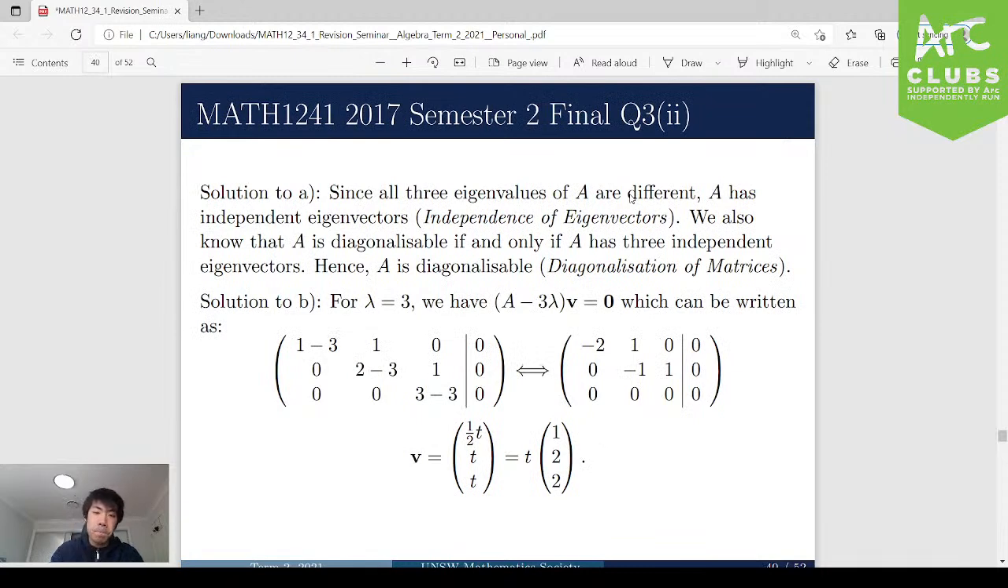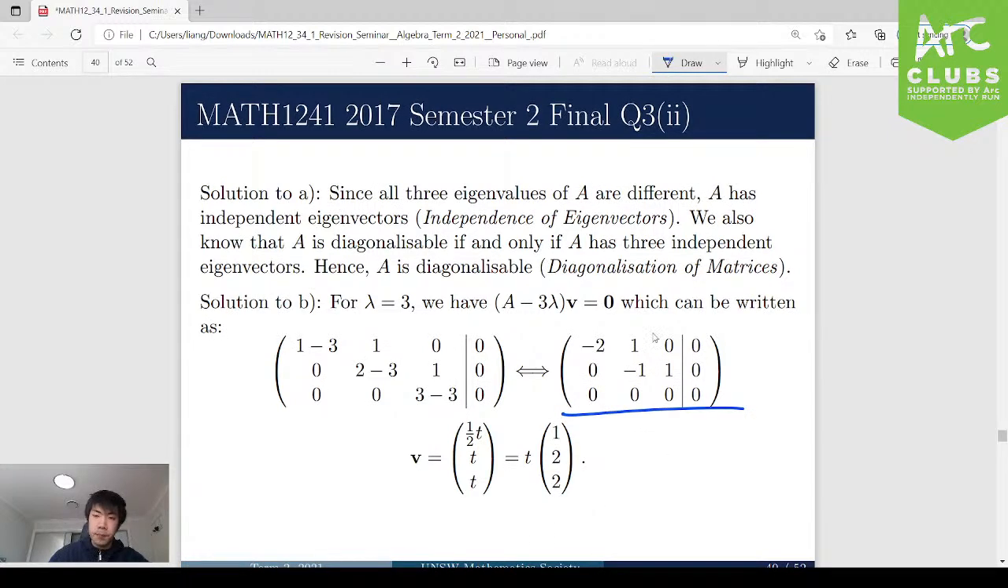So for part B here, for lambda equals 3, we have (A minus 3I) times some vector v equals 0, and you're trying to find out what this v is. Again, we do the same thing as in the previous question. We take your matrix A and subtract 3 times the identity matrix. So you get 1 minus 3, 2 minus 3, 3 minus 3 in the diagonal entries. Okay? And that gives you this matrix here.